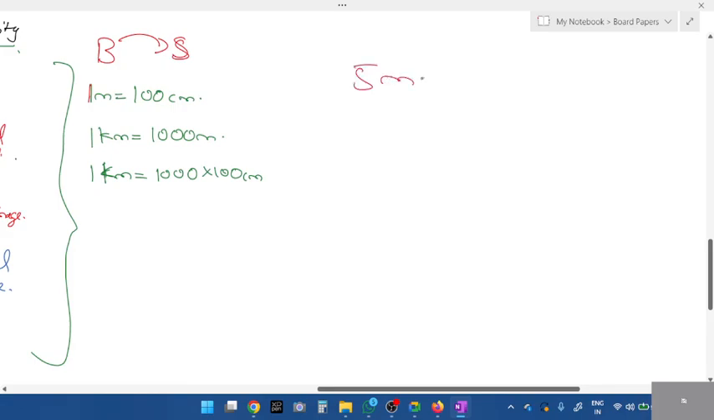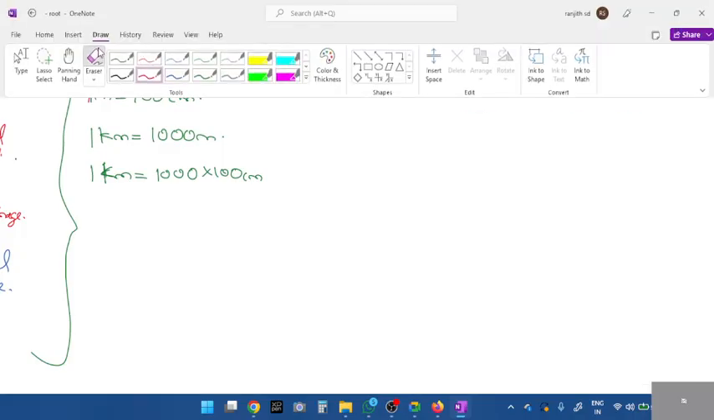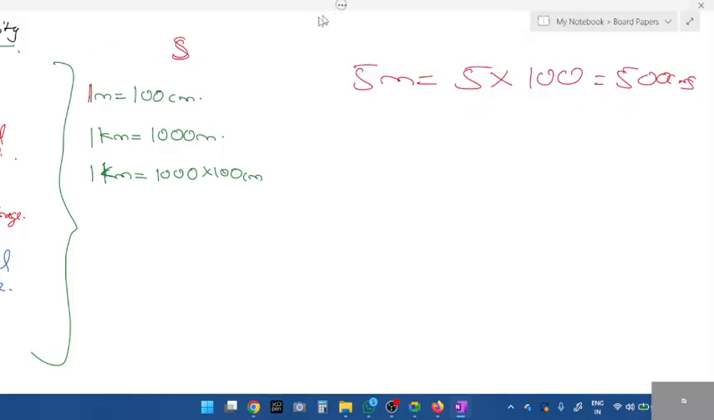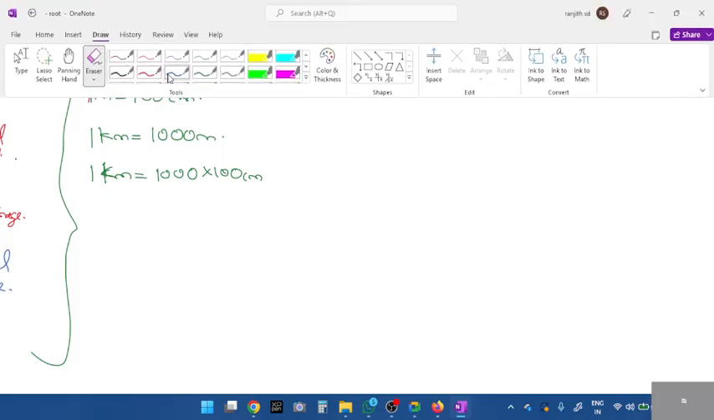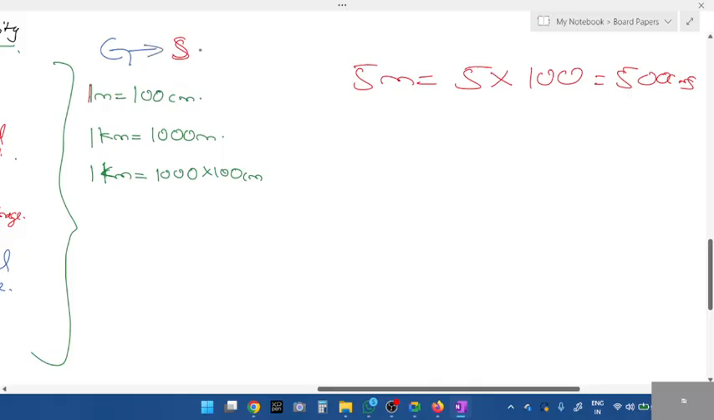If I say convert 5 meters into centimeters, take this 5, multiply by how much? 100. That equals 500 centimeters. So from big to small, we need to multiply. Or instead of big, remember greater to smaller. Write this: greater to smaller, you multiply. GSM. Remember the word GSM, greater to smaller.